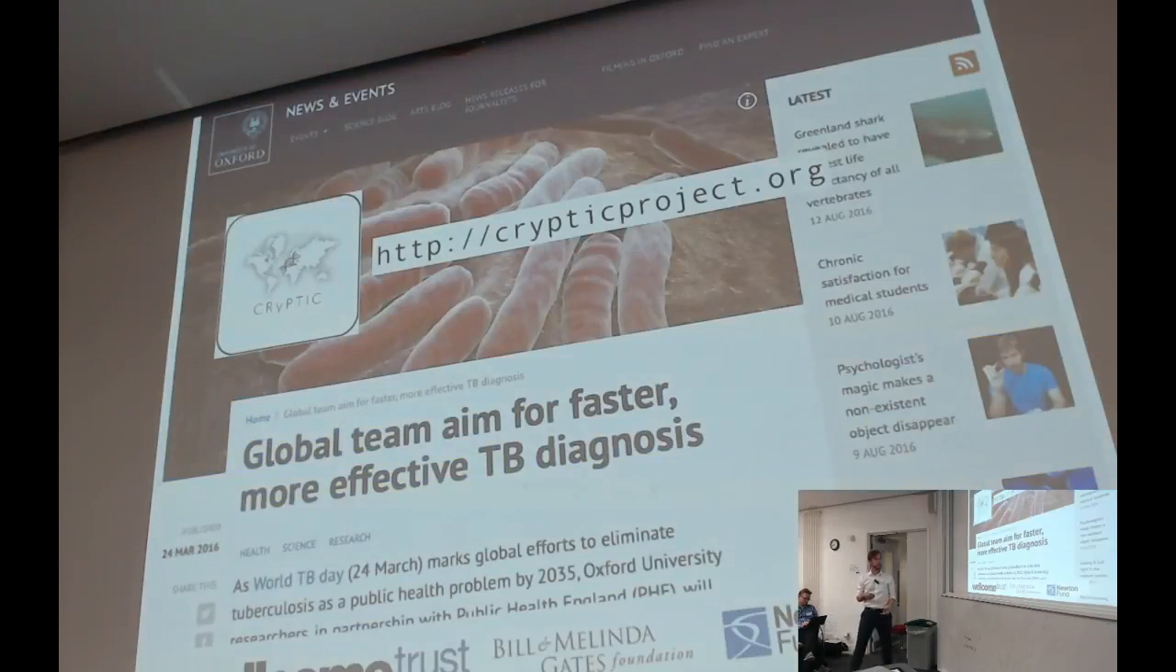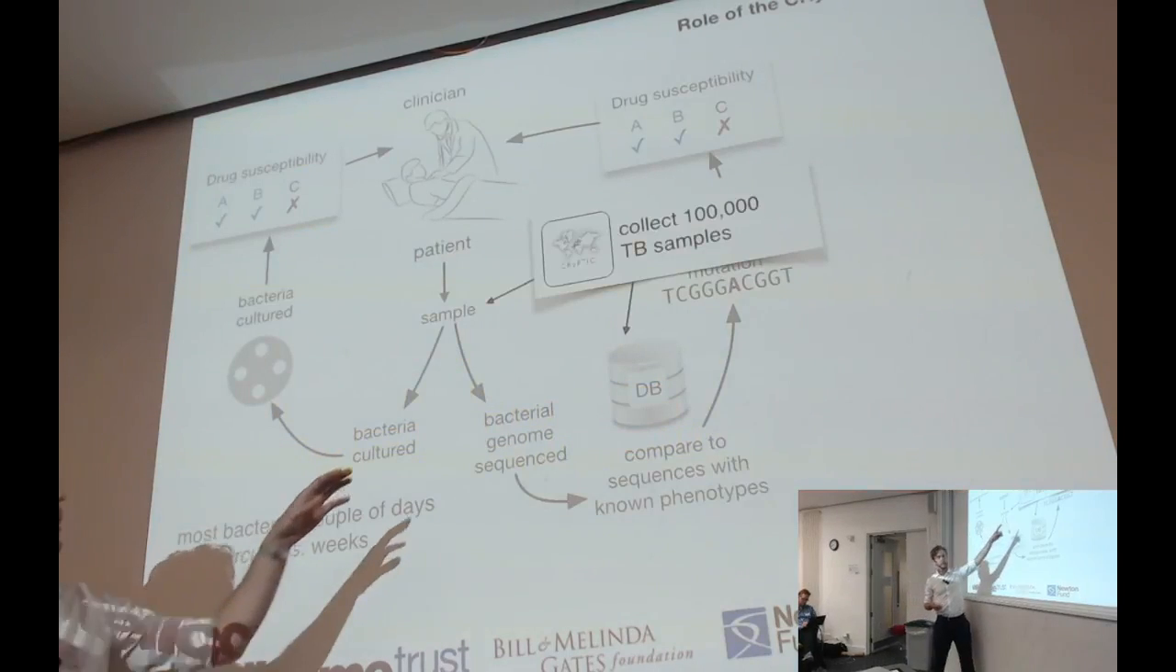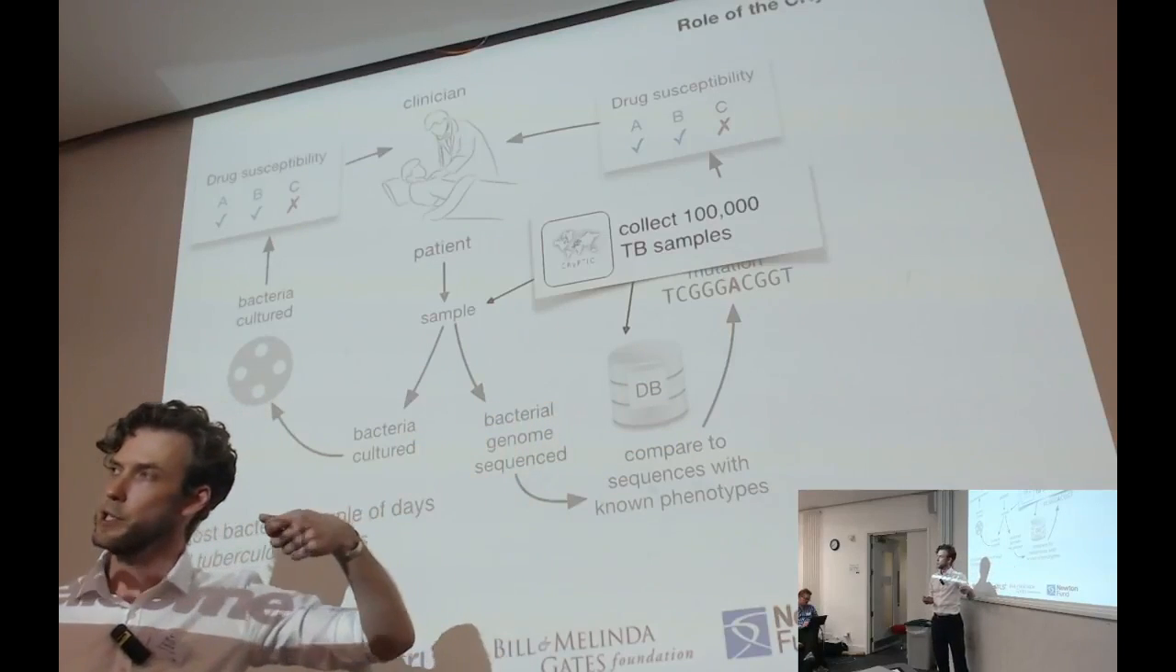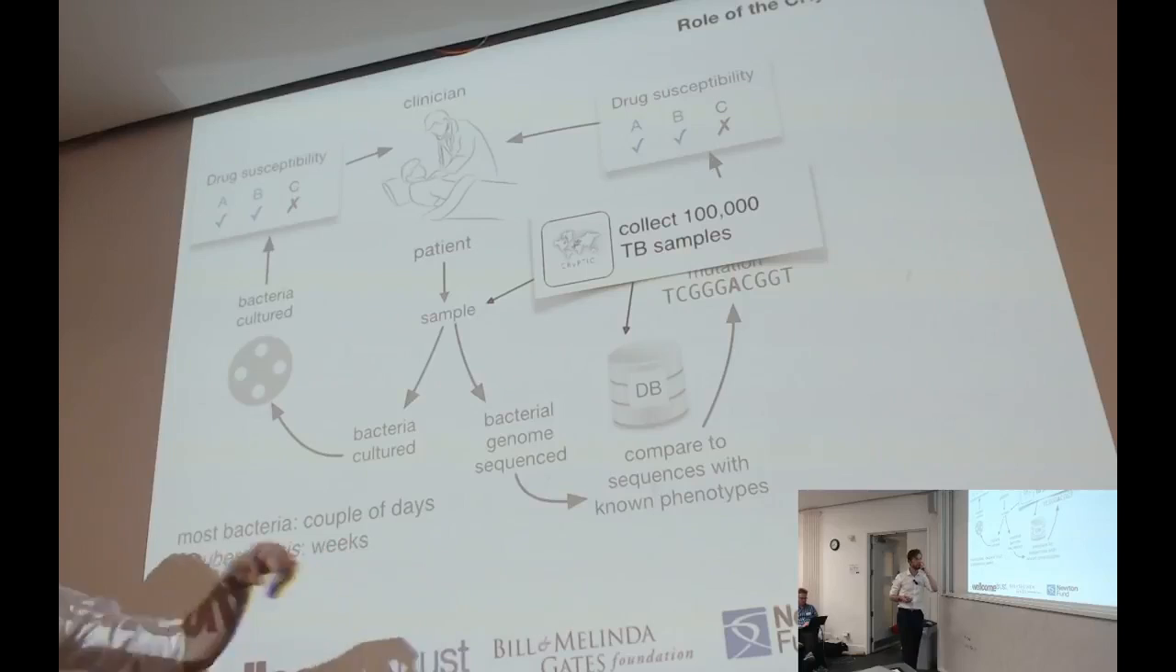But we're not stopping there with TB. About a year and a half ago we launched this project called CRyPTIC, funded by the Gates Foundation, Wellcome and Newton. The idea is to go out and collect about 100,000 genomes from about 12 partner labs across the world, so across all continents apart from one. By collecting these samples, sequencing their genomes and testing all the antibiotics, we can make this database much more comprehensive.